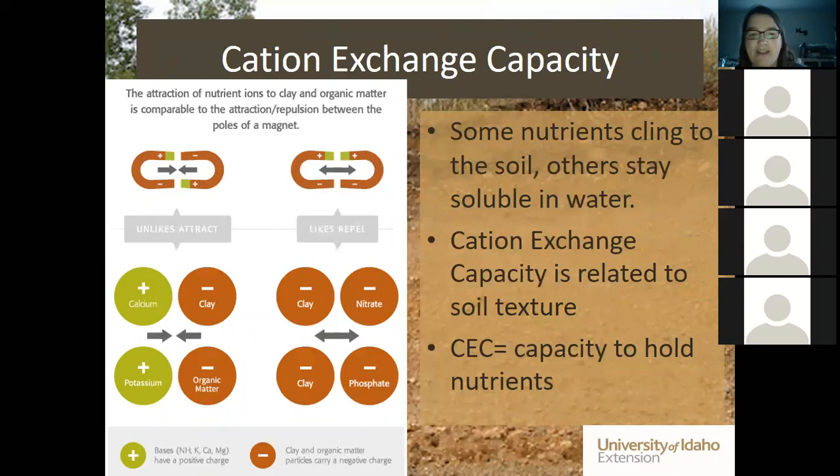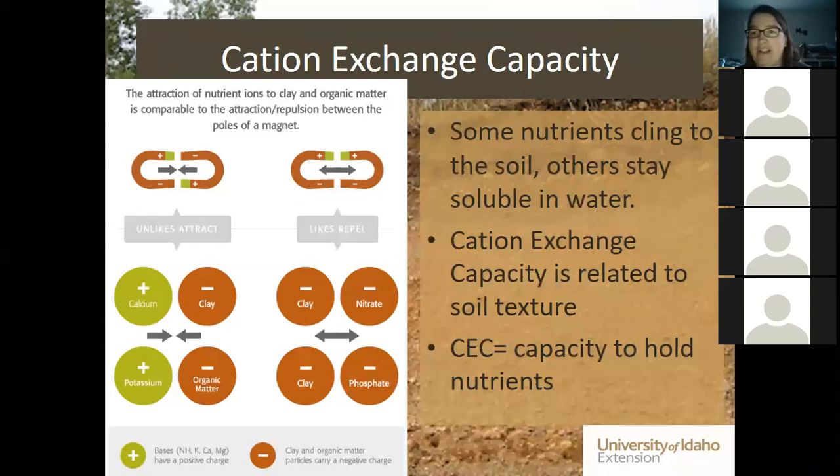Clay and phosphate. Phosphate is a negative charge. So there's some nutrients that are going to hold onto the soil really tightly and stay there, and there's others that are going to get washed away a little bit easier. So different soils have different cation exchange capacities. It's related to your soil texture. So soil textures that have a lot of clay have a high cation exchange capacity.